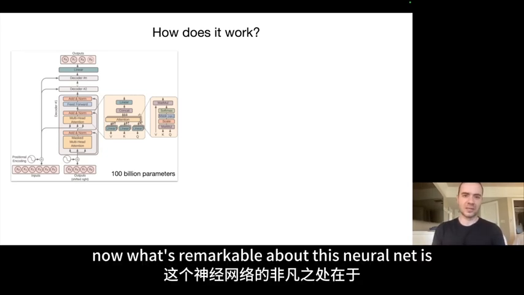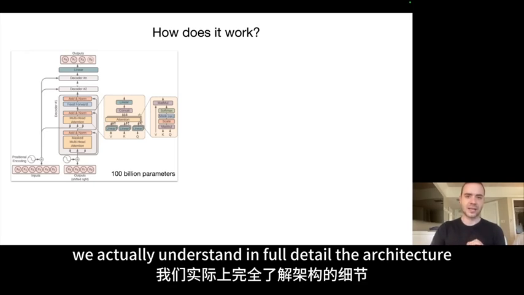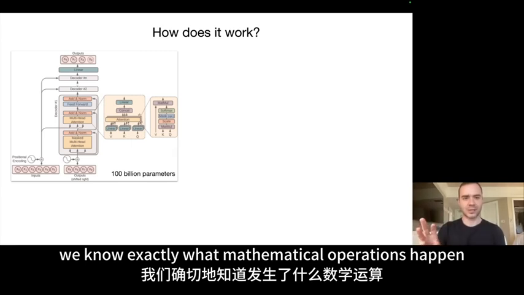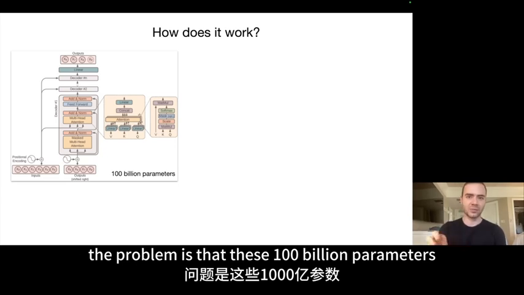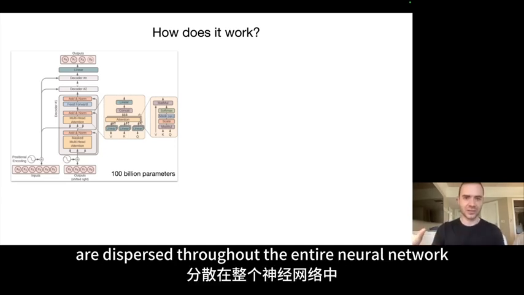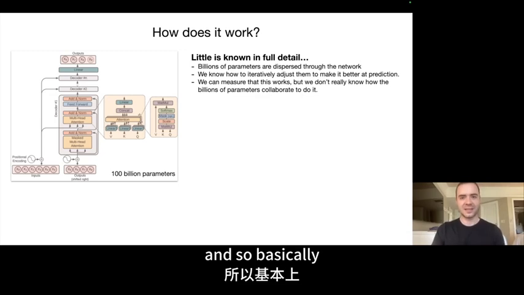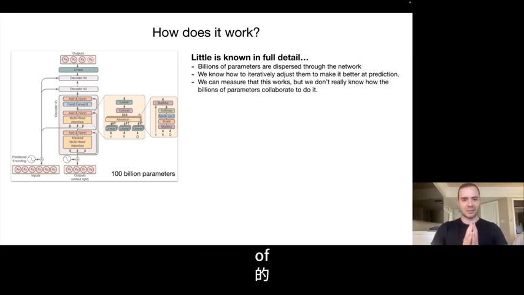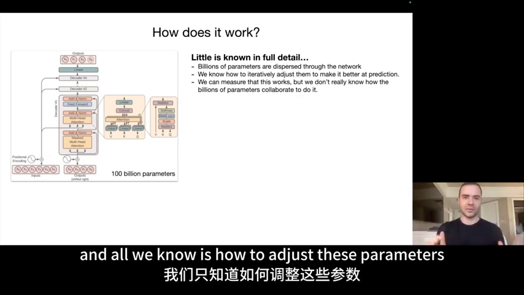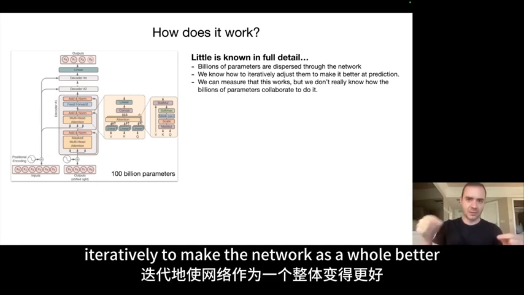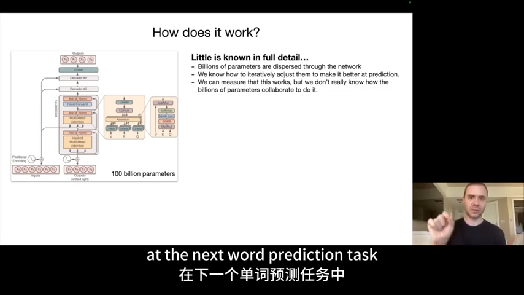Now, what's remarkable about these neural nets is we actually understand in full detail the architecture. We know exactly what mathematical operations happen at all the different stages of it. The problem is that these 100 billion parameters are dispersed throughout the entire neural network. All we know is how to adjust these parameters iteratively to make the network as a whole better at the next word prediction task.